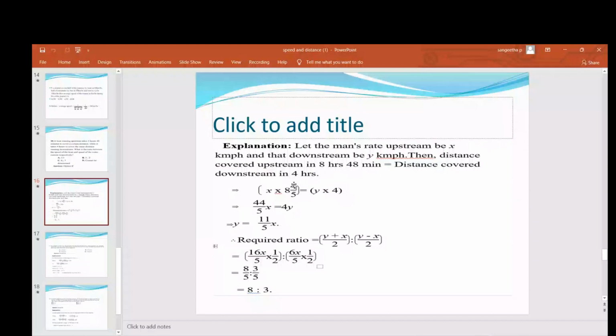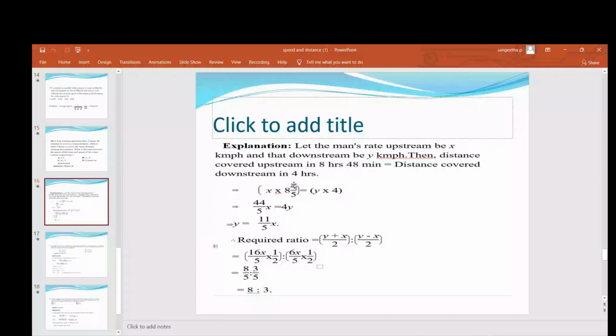In a flight of 600 kilometers, an aircraft was slowed down due to bad weather. So its average speed for the trip was reduced by 200 km per hour, and the time of the flight is increased by 30 minutes. The duration of the flight, we find the answer is 1 hour.